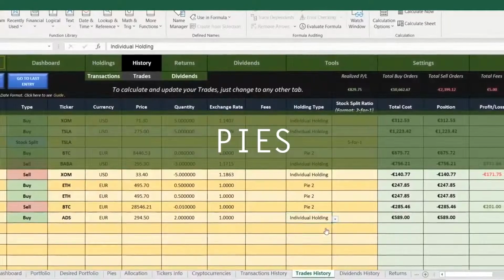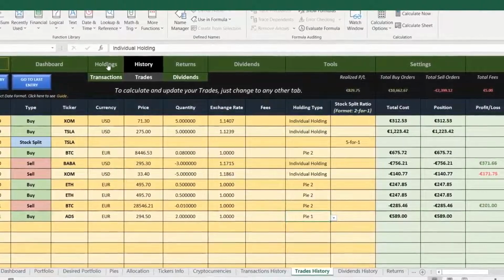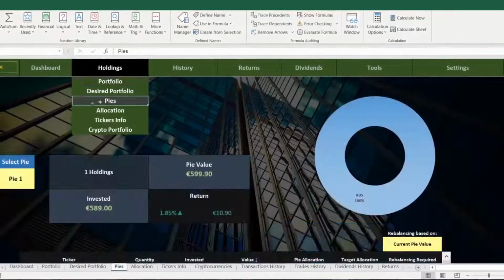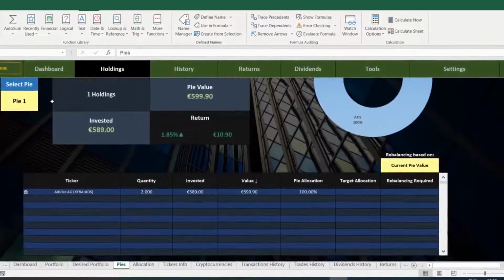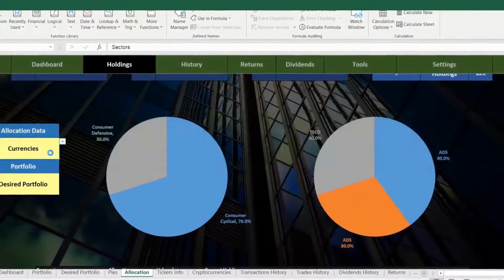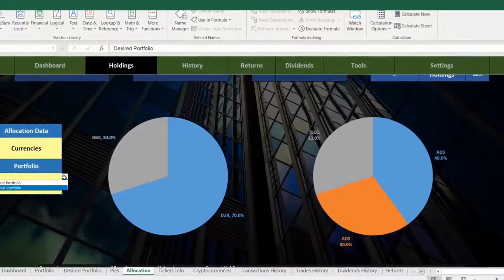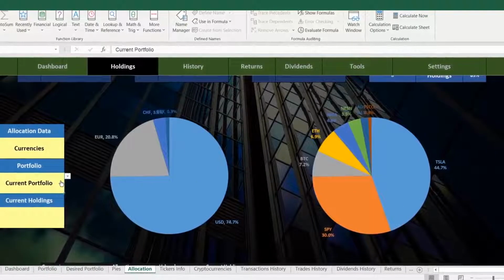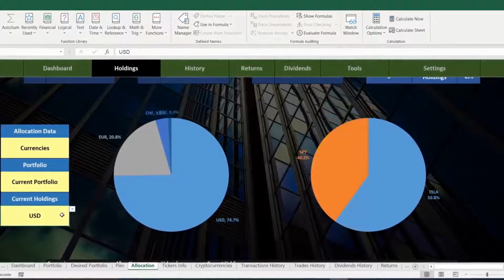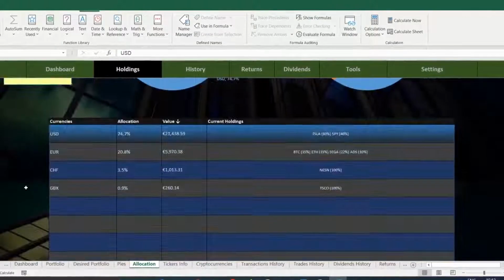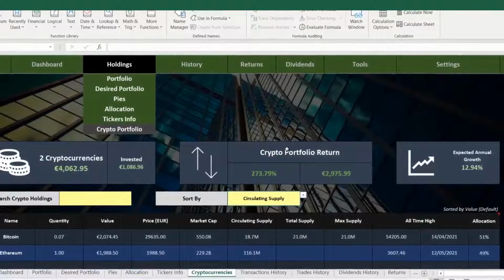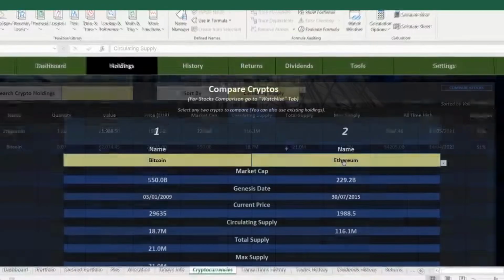Pies. Bundle together similar investment and see how the pie performs. Allocation. Get detailed allocation information of your portfolio across sectors, asset classes, and more. Crypto portfolio. Track your crypto holdings, see market data, and compare any two cryptos.